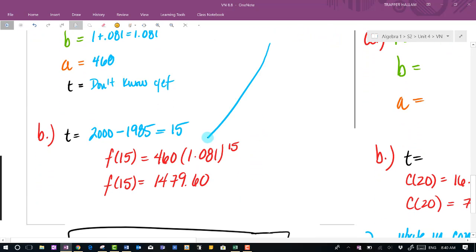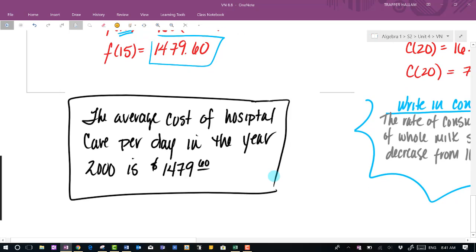So what are we going to do? Then we're going to take our model that we wrote, and this time we're actually going to evaluate it by plugging 15 in. So f of 15, the function at the value 15, or time of 15 years, is equal to 460 times the growth factor of 1.081 raised to the 15th, which represents 15 time period changes, or 15 years of change. And if you calculate that, you throw it in your calculator, you're going to find out that the average cost of a hospital in the year 2000, based off those requirements, is going to be $1,479.60. And of course, you know that this is a contextual problem, so you're going to go ahead and put that into some type of wording, because you must represent it back in the way that you got it.